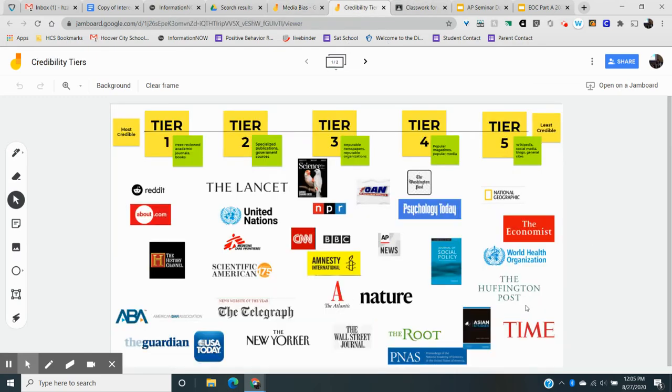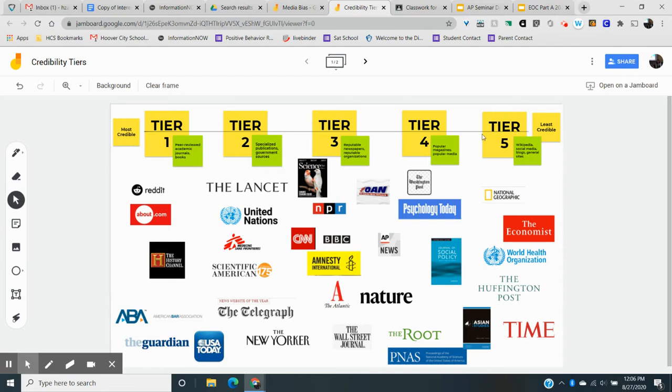Then you're going to jump over to the credibility tiers. And the way that I want you to think about credibility tiers is that obviously some sources are going to be more credible than others because of the type of research that goes into the source itself. So over here, we have the least credible, which is going to be tier 5. So things such as Wikipedia, social media, blogs, general sites.